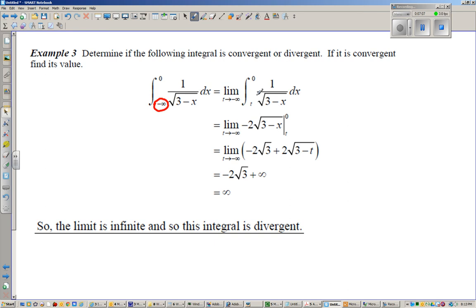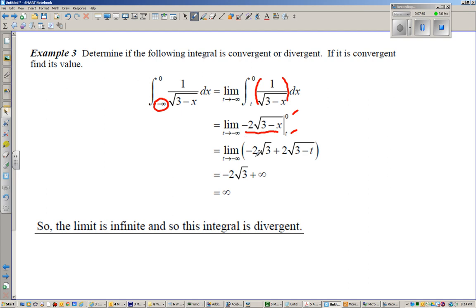And then we're going to find the integral of all of that. Well, with a little substitution, and I'll allow you to go off to the side and check me, but with a little substitution for 3 minus x, you can solve this integral pretty easily, and that antiderivative is negative 2 times the square root of 3 minus x. Remember, our upper limit is 0, our lower limit is t, and we're interested in t going to negative infinity.